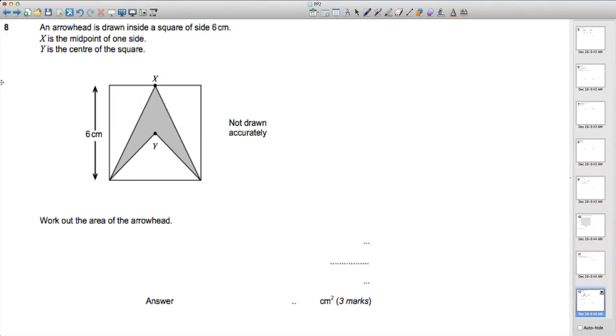Question 8. An arrowhead is drawn inside a square of size 6. This is a square. It's important you read the question carefully. So obviously this distance is also 6 centimetres. X is the midpoint of one side. So this distance here, clearly, must be 3 centimetres, as is this distance, which is 3 centimetres.